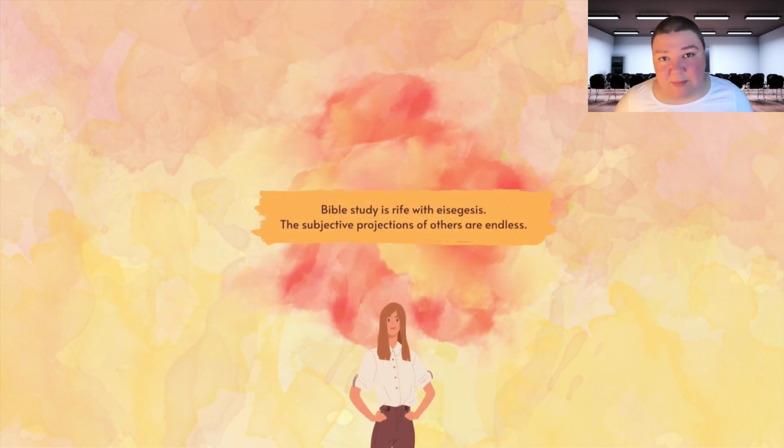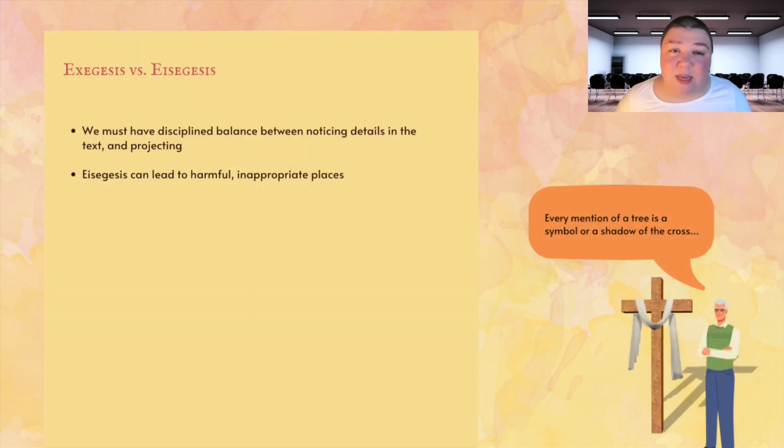Bible study is rife with eisegesis, and the subjective projections of others are endless. And so this is the disciplined balance we have to find when exegeting. Because although we talked about noticing things in the text, paying attention to the details, the other side of that is making sure we don't put things on the text that aren't there. Doing so can lead us to some wild, inappropriate, and harmful places.